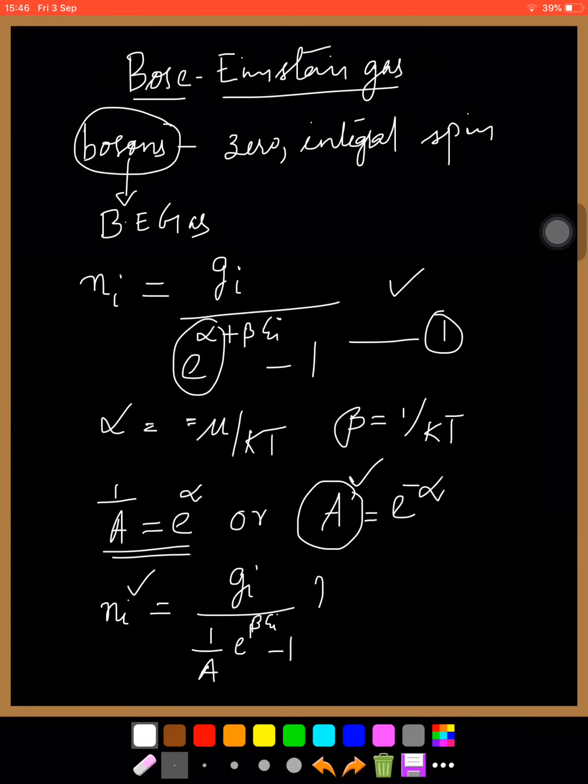So for this value to be positive, this is the only term which can be negative. The only term which has a chance of being negative is this denominator. So for the total value to be positive, this denominator should always be positive. That is, 1 by A e raised to beta Ei minus 1 should always be greater than or equal to 0, that is, 1 by A e raised to beta Ei should be greater than or equal to 1. That is the condition for the denominator to be positive.